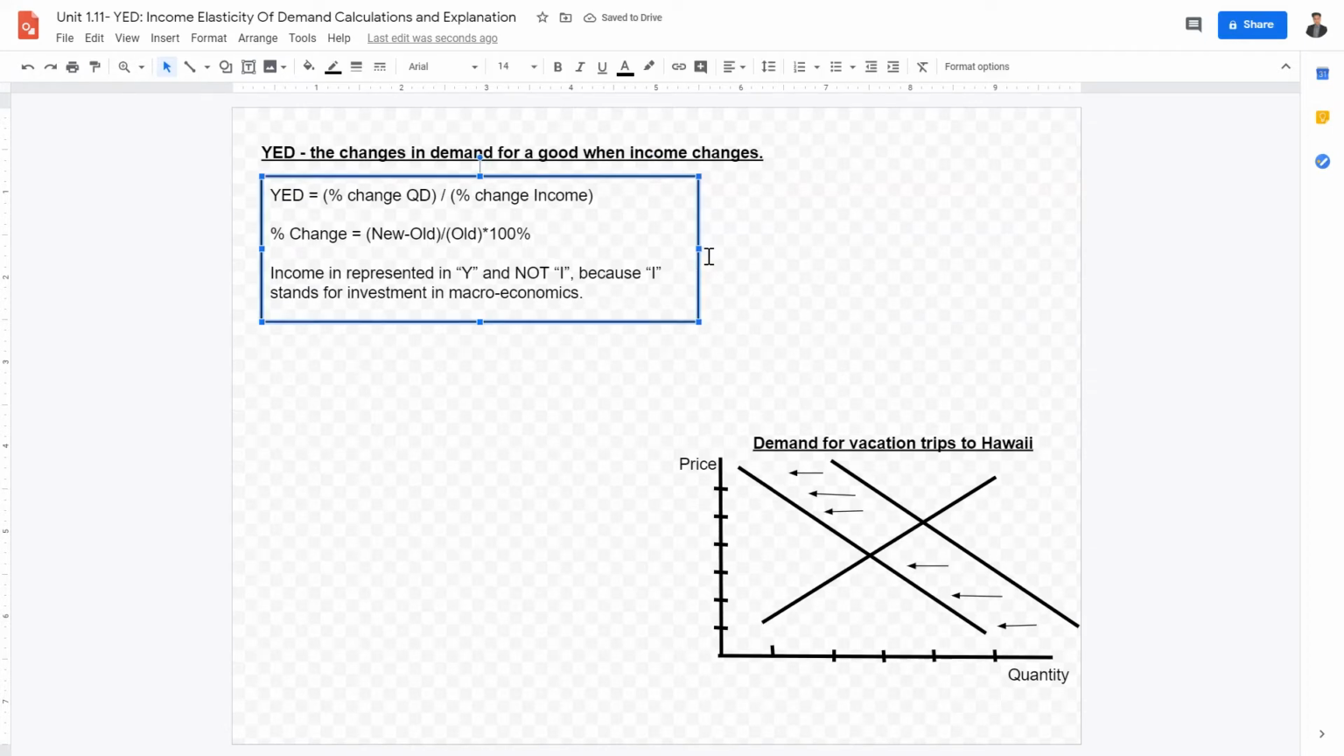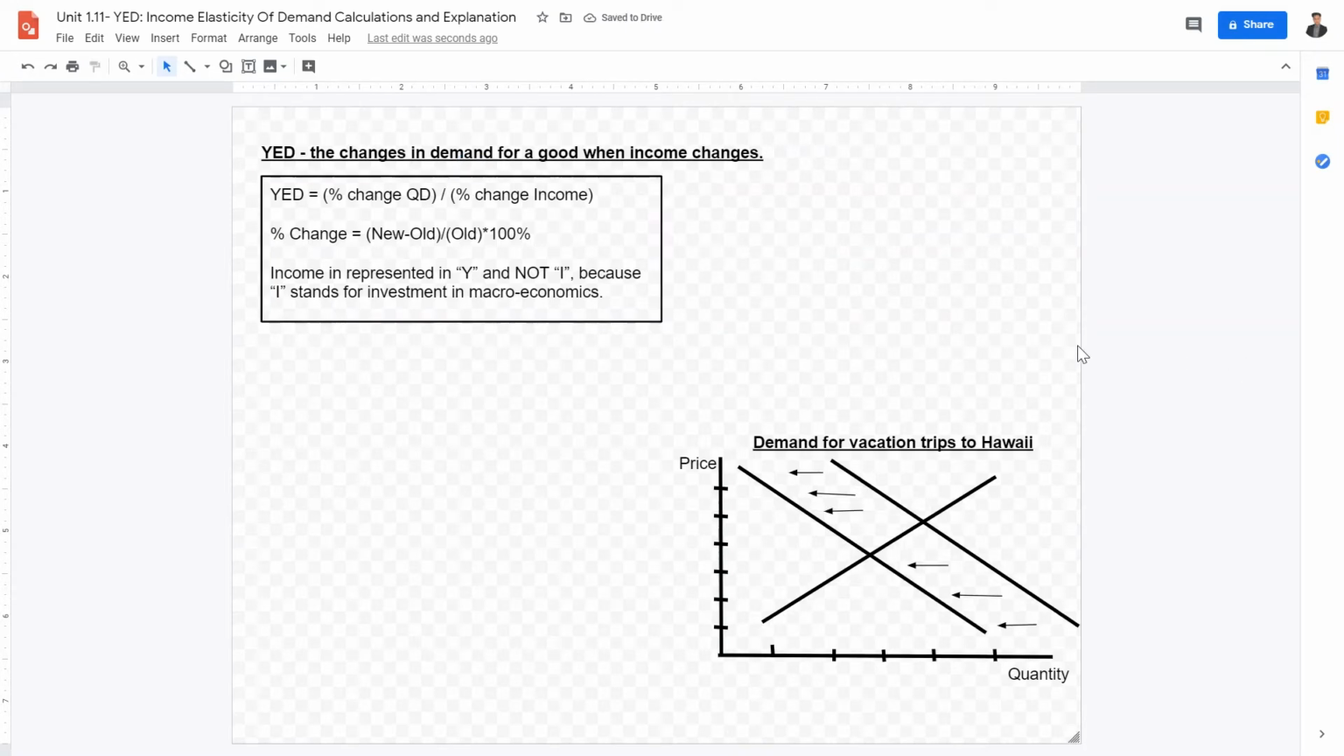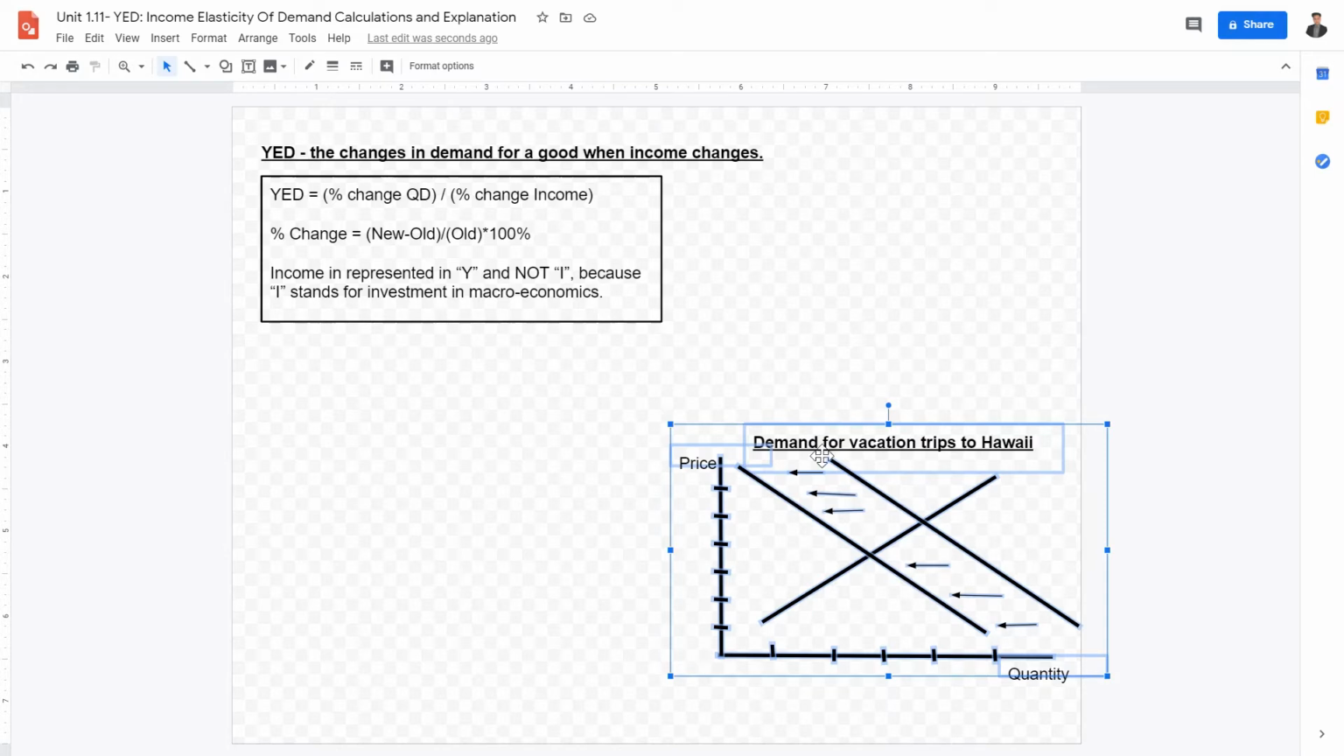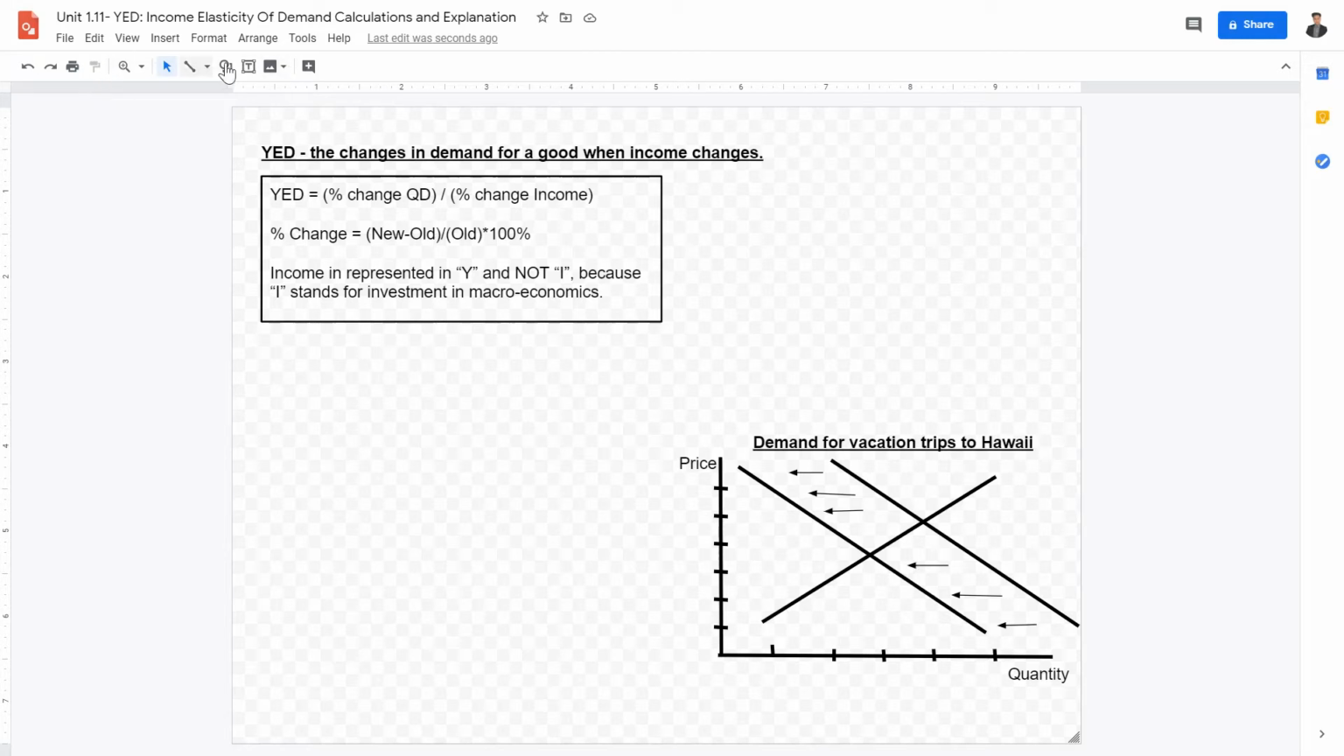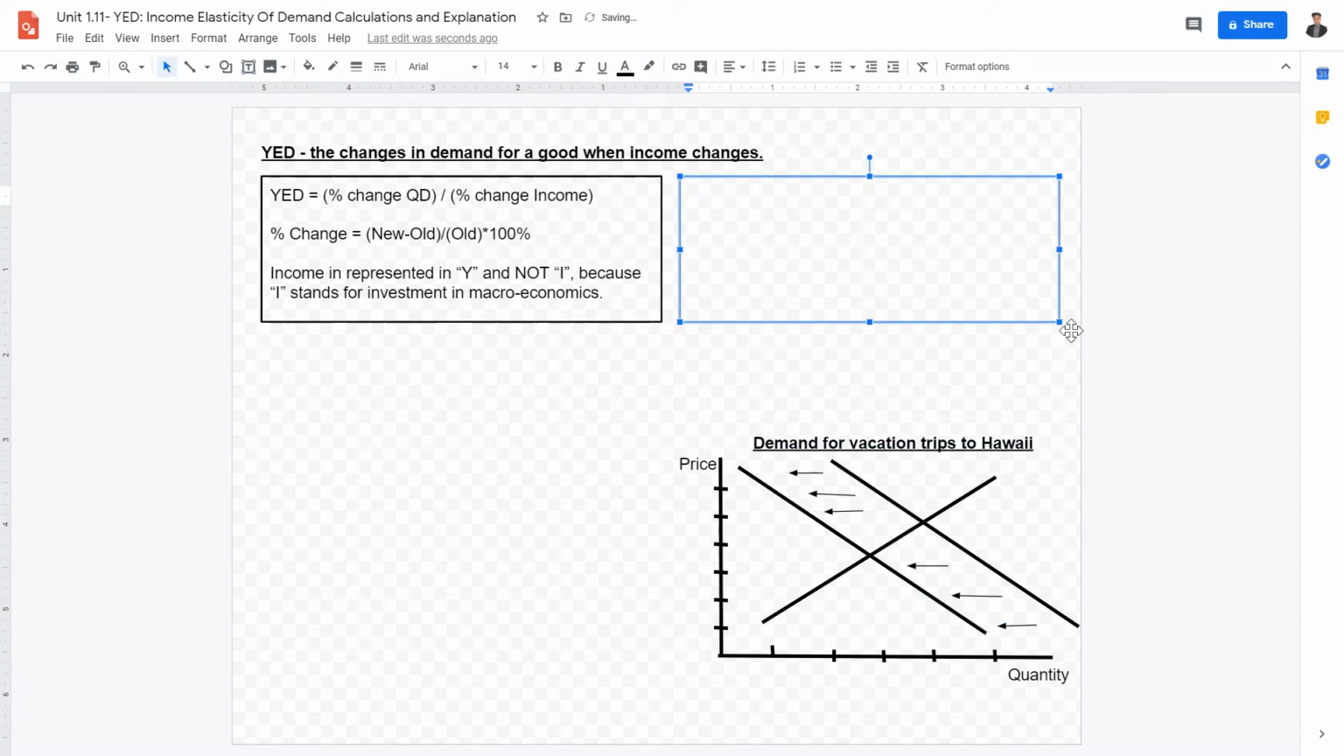So now that we have some basic understanding of what YED is, why don't we put some application? Okay, let's do some applications. Let's say we are going to look at the demand for vacation trips to Hawaii. Okay, so it's a popular vacation destination. So let's say the original consumer income is, let's say, 30,000. However, their income decreases now. Okay, so this is a decrease.